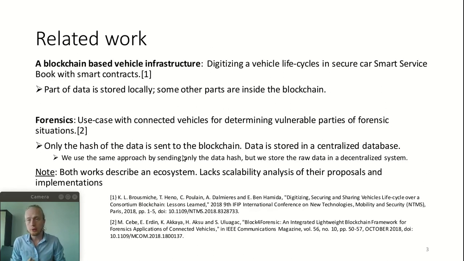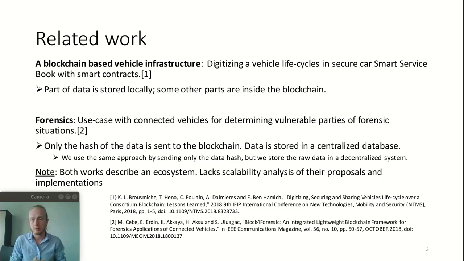In the related works, we have two main related works. One is a blockchain-based vehicle infrastructure, where they use smart contracts to digitize a vehicle lifecycle in a secure car smart service book. In that work, the data is partly stored locally and partly stored in the blockchain.